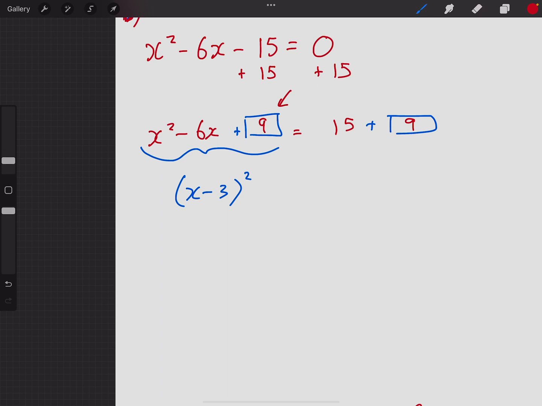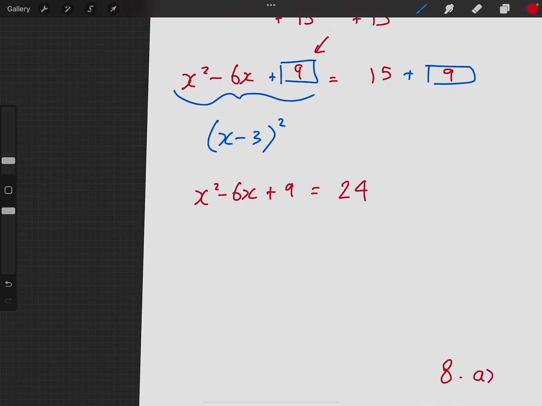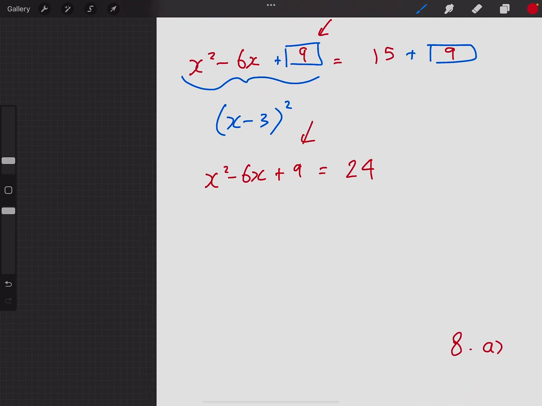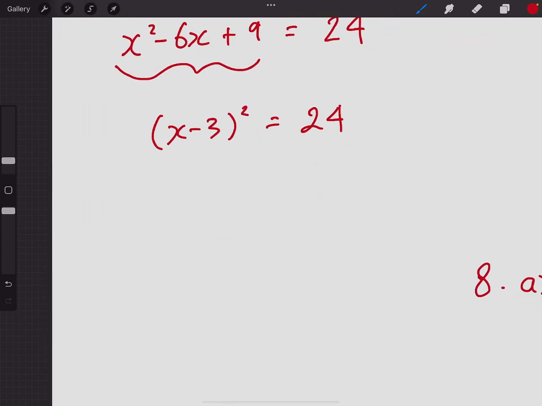Okay, so if I add a 9 there, I add 9 to that side, so I'm going to get x squared minus 6x plus 9 is equal to 15 plus 9, which will give me 24. Okay, nothing's changed. All I did was add 9 to both sides of the equation. But by doing so, I can factorize this now into x minus 3 squared is equal to 24. And now I solve for it just like I did in question 7.